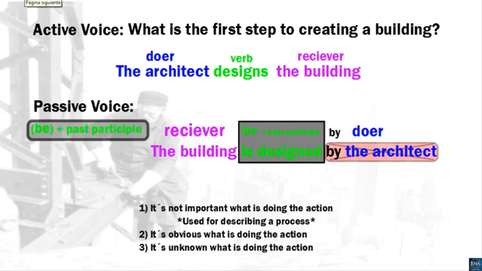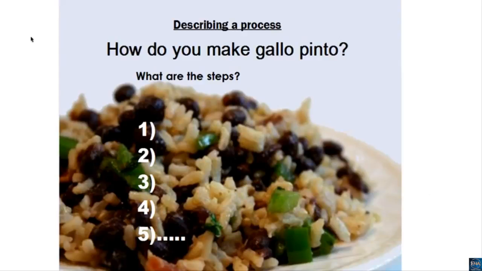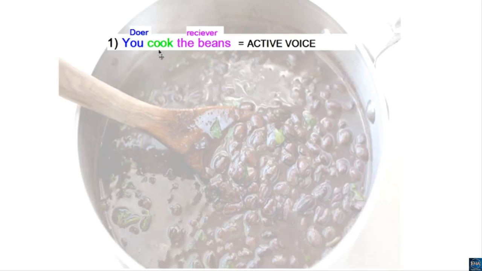Alright, very good. So, let's look at our grammar when we're describing a process. For example, how do you make gallo pinto? What are the steps? There are many steps when we make gallo pinto, but maybe the first step, and maybe the most important step, is this: you cook the beans. Now this sentence is in the active voice because I'm using "you," and that's the doer, because the doer cooks the beans, and the beans are the receiver.